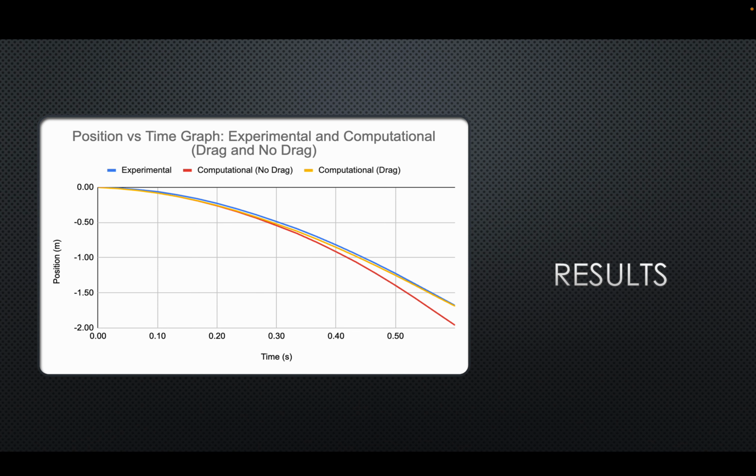And when I combined the tracker and the two computational experiment data into one large graph, you can see that the computational data that involved drag closely matched that of the experimental data, whereas the computational model that didn't involve drag diverged from them as time went on, which was expected as I modeled the proportionality constant after the experimental data.